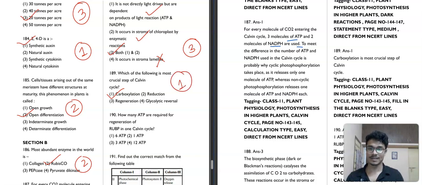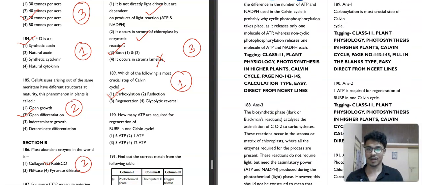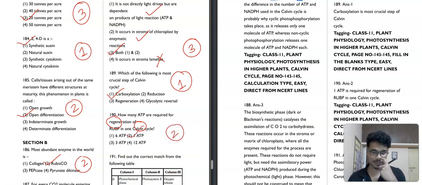Then 190 is saying, how many ATPs are required for regeneration of RuBP in 1 Calvin cycle? So 1 ATP is required for regeneration of RuBP in 1 Calvin cycle. Second option, 1 ATP. It is not saying for 1 glucose, it is saying for 1 Calvin cycle, that means 1 carbon, and that will be 1 ATP for 1 carbon.